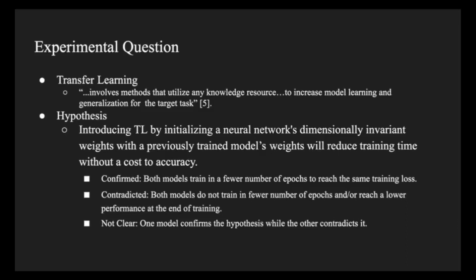And it would be contradicted if both of these models do not train in a fewer number of epochs, or if they trained in the same number of epochs and reached a lower performance at the end of training. And it would be unclear whether it was confirmed or contradicted if one of our models supported our hypothesis and the other one contradicted it.